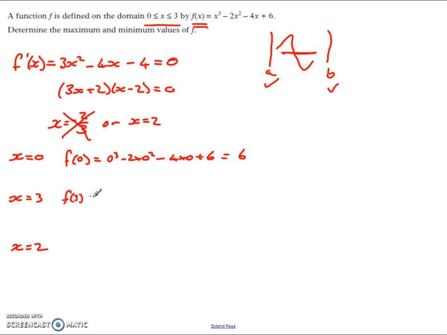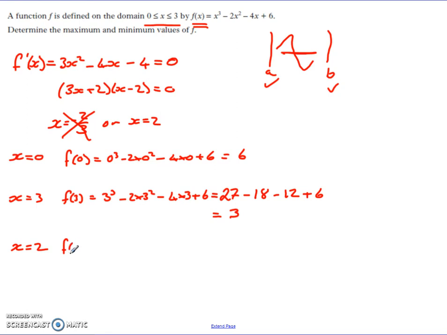If I then look at f of 3, well, that gives me 3 cubed, take away 2 times 3 squared, take away 4 times 3 plus 6. 3 cubed, that's 27, take away 2 times 3 squared, well 3 squared is 9, 2 times that is 18, take away 4 times 3, which is minus 12, then plus 6. 27 take away 18 is 9, take away 12 is negative 3, plus 6 gives me a value of 3. So x equals 3, my value is 3. This is definitely not going to be the maximum, but it could be the minimum.